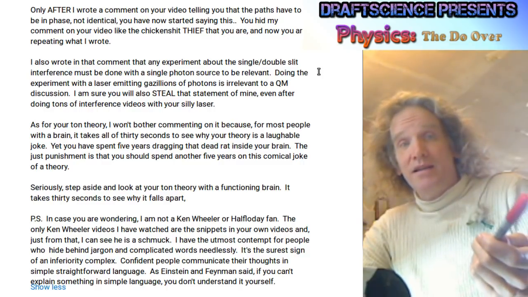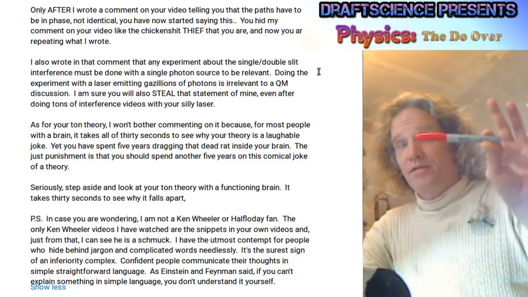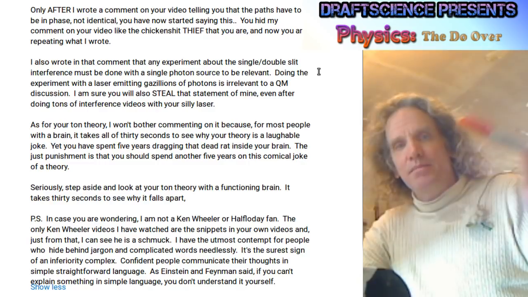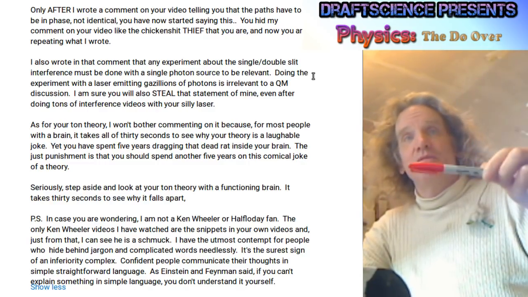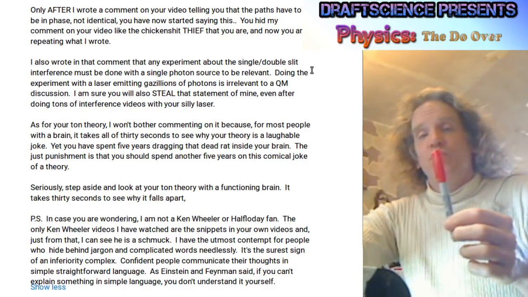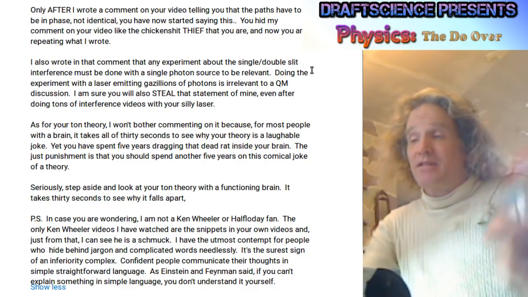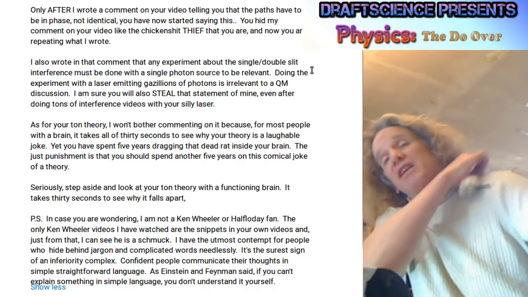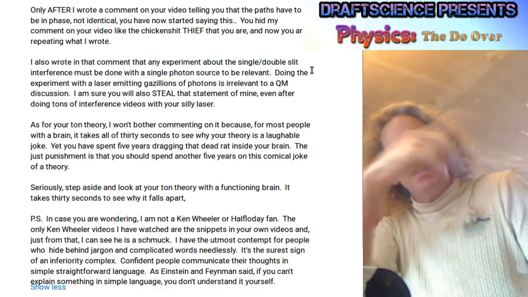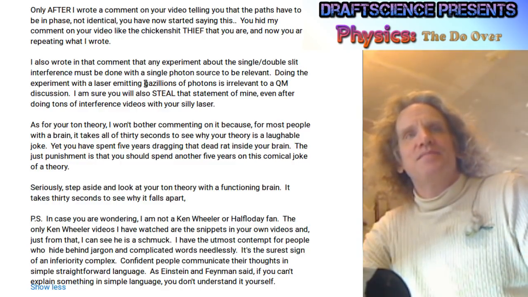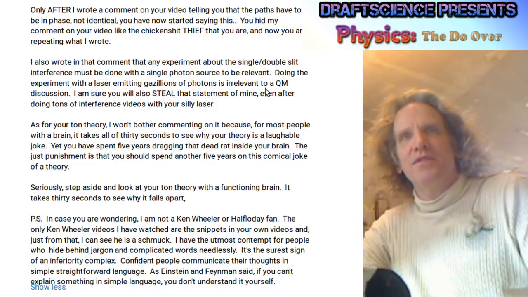So if it's quantum mechanics, then yeah, you kind of have to have single photons with wave packets, wave probability packets that are created. You know, one photon creates 2 wave packets, and the 2 wave packets take the different paths and then come back together. Now, obviously, it's not going to make much sense because everybody can see the light going in the 2 directions, and it's still light, it's still photons, it's not wave packets. But anyway, continuing. Doing the experiment with a laser emitting gazillions of photons is irrelevant to a QM discussion.